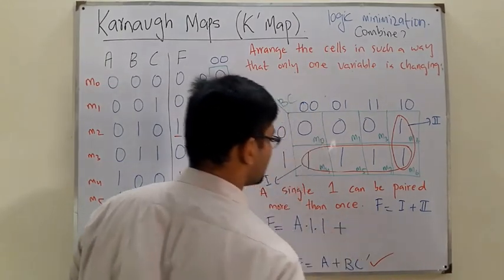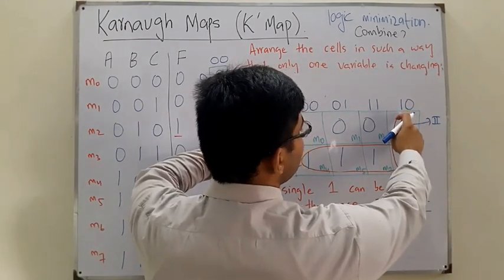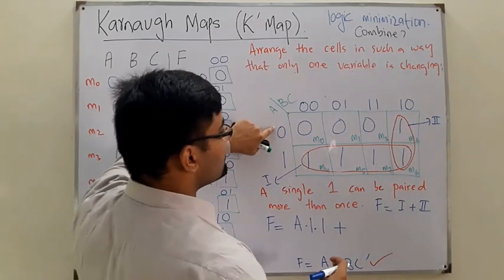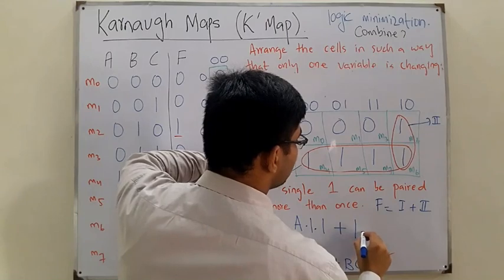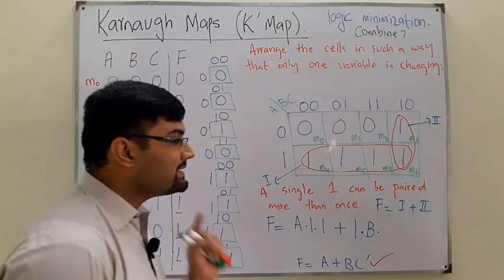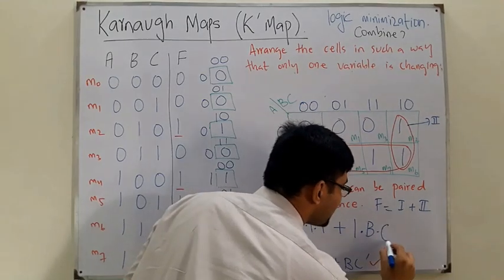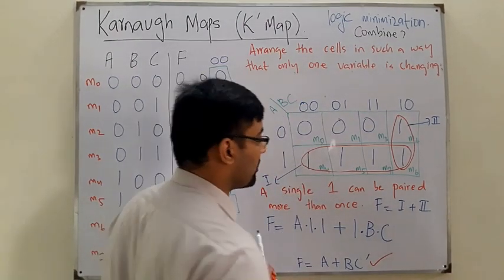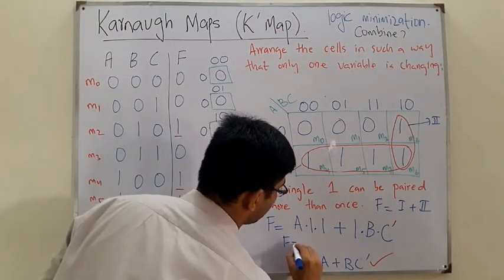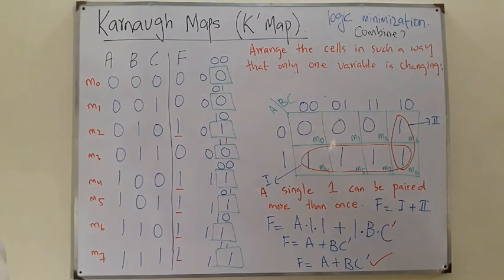Then you place an OR operator plus, and then you have what? In the second, now have a look. B is not changing, and C as a 0 is not changing. So which means A is changing. A is changing from 0 to 1. So you write a 1 for A dot. And then you have B is not changing. So you write B. And then C is not changing. But C is not changing as a 0. So if you have a low state not changing, you write its complemented form. B, C complement. Which means now this ended. So F would be equal to A plus B C complement, which is in accordance to what we've written before.